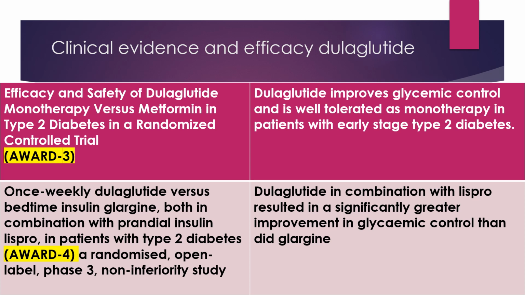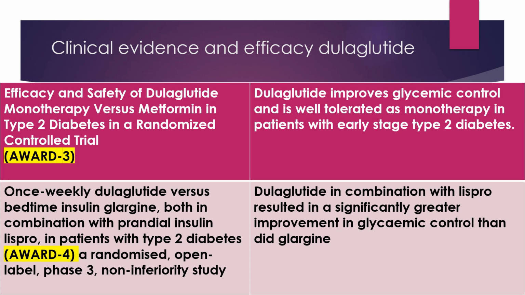In AWARD 3 trial, dulaglutide produced significantly better glucose control than metformin. With 1.5 mg dulaglutide, hemoglobin A1C was reduced by 0.78%. With 0.75 mg dulaglutide, hemoglobin A1C was reduced by 0.71%, while with metformin, hemoglobin A1C was reduced by 0.56%. Regarding weight reduction, 1.5 mg dulaglutide was non-inferior to metformin.